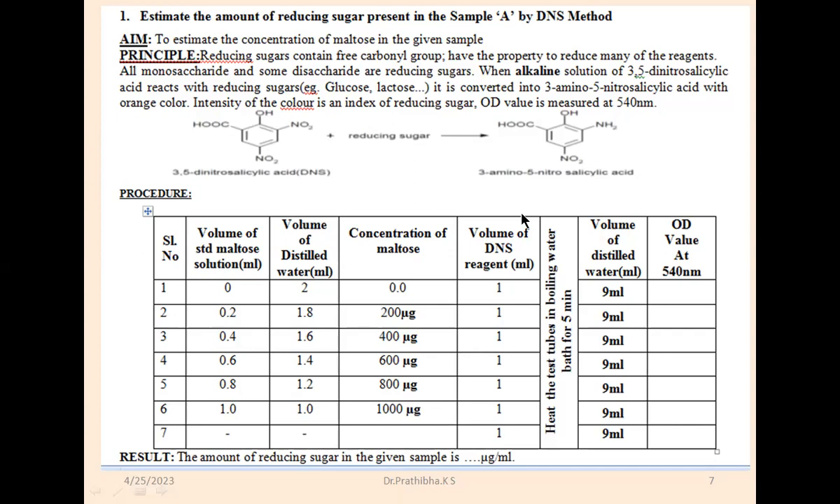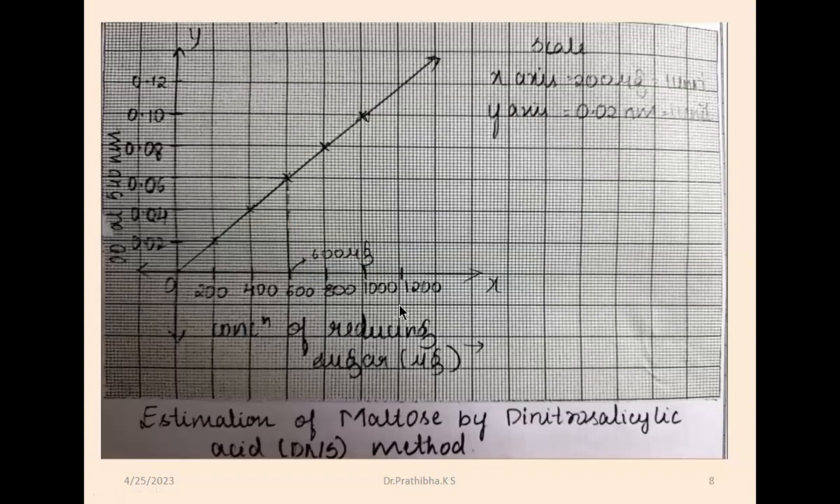And here you need to incubate. Then OD at 540 nanometer. Write the result based on the concentration of the unknown: the amount of reducing sugar in the given sample is dash microgram per ml. Graph is very important.